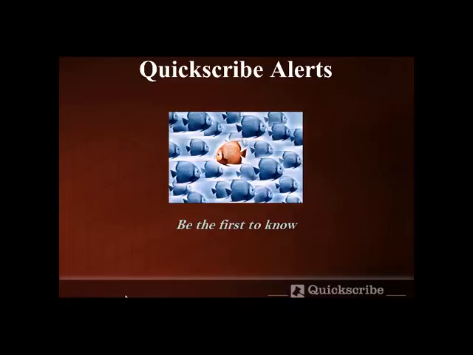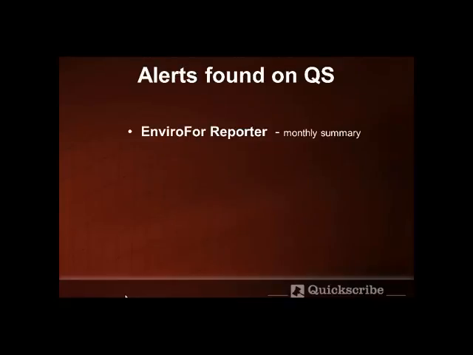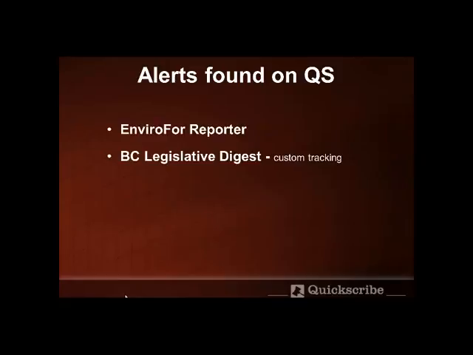There are 4 types of alerts found on Quickscribe. The Quickscribe EnviroFor Reporter is an email-based alert that is sent out each month and provides you with a general overview of recent amendments and other resource-based news. The BC Legislative Digest is a fully customizable alert tool that tracks all legislative activity for the laws of your choosing, including advanced notice of pending changes.